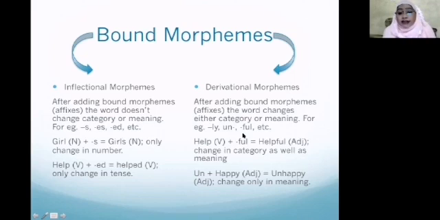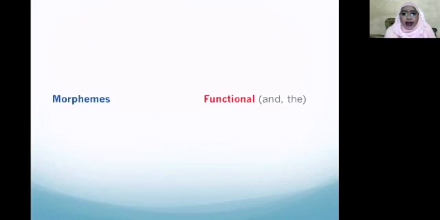Clear? Now another example, the word happy. When we add the prefix un to the word, it becomes unhappy. So what do we notice? That happy is an adjective and unhappy is also an adjective. But what about the meaning? Do we have the same meaning? No. Un has a negative meaning. Happy means happy, okay, khush, and unhappy means sad, negative meaning, right? So the bound morpheme either changes the meaning or the category. In both cases, it is called derivational morphemes. Clear? So this way we will have morphemes.